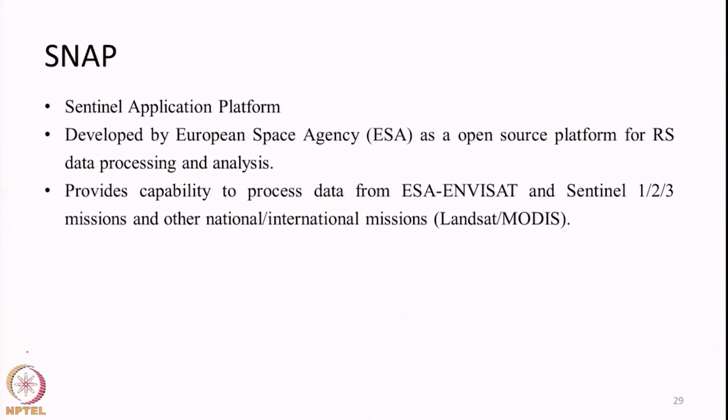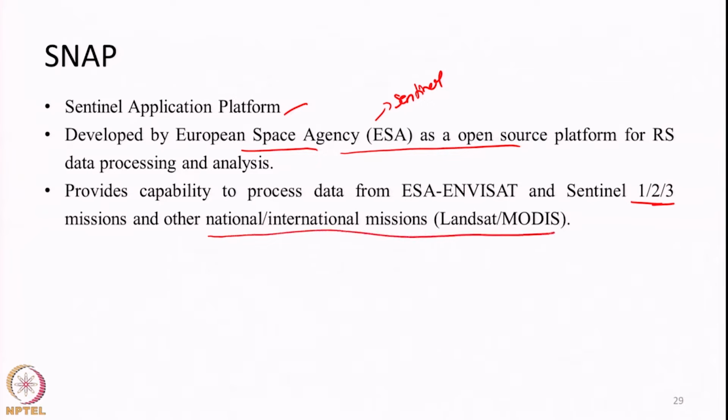The first one we are going to see is SNAP, Sentinel Application Platform, developed by the European Space Agency as a free and open source platform for remote sensing data processing and analysis. Basically it was developed to process the data from Sentinel satellites, Sentinel 1, 2, 3. But in addition to these missions, all other commonly used satellites' data can also be processed within this tool. So, it is a software, we have to download and install it.